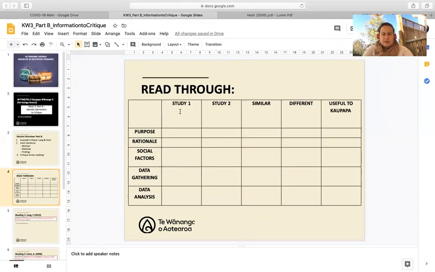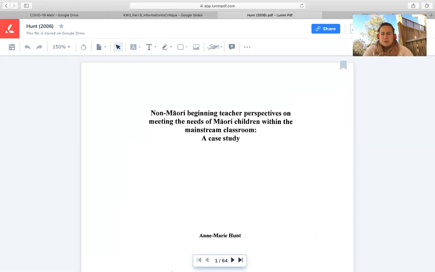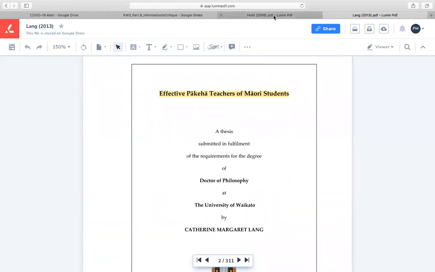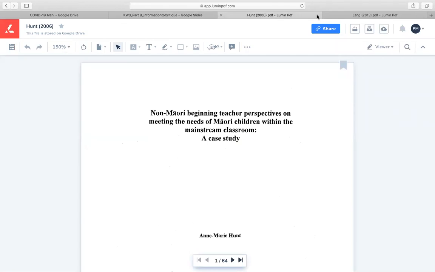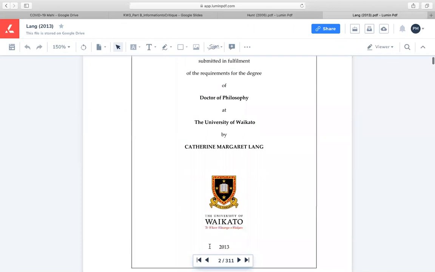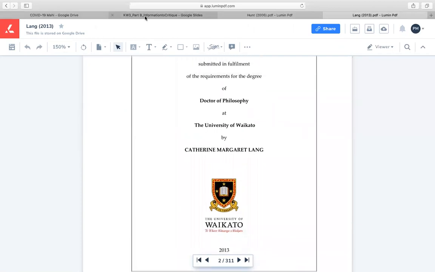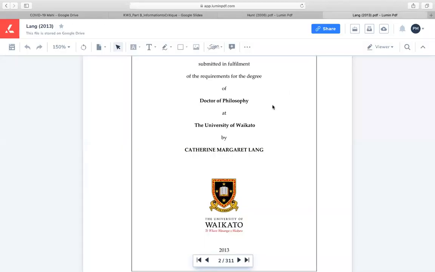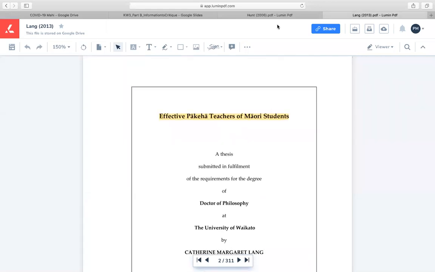So what we'll do to start with, now which one do we want to? I'm going to hide my photo. This one, or let's start with this one. So again, we're doing title, name and year, 2013. Study 1 is Lang, C, 2013, and then the title, Effective Pākehā Teachers of Māori Students.